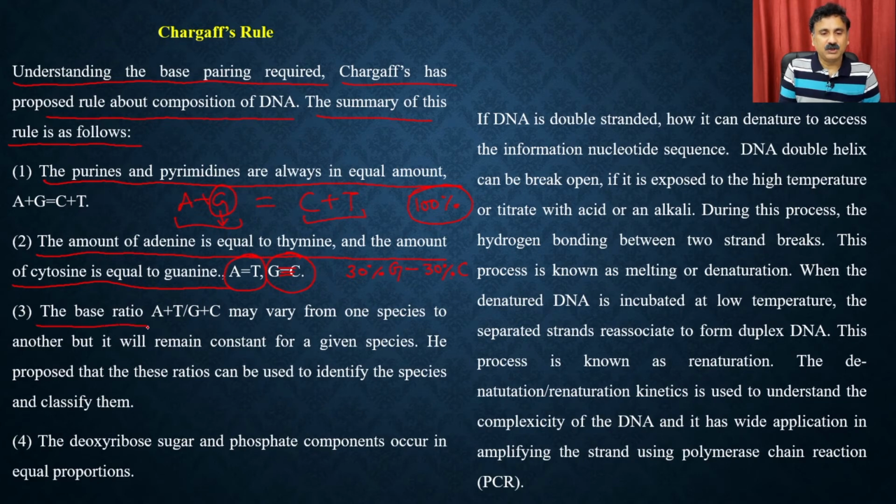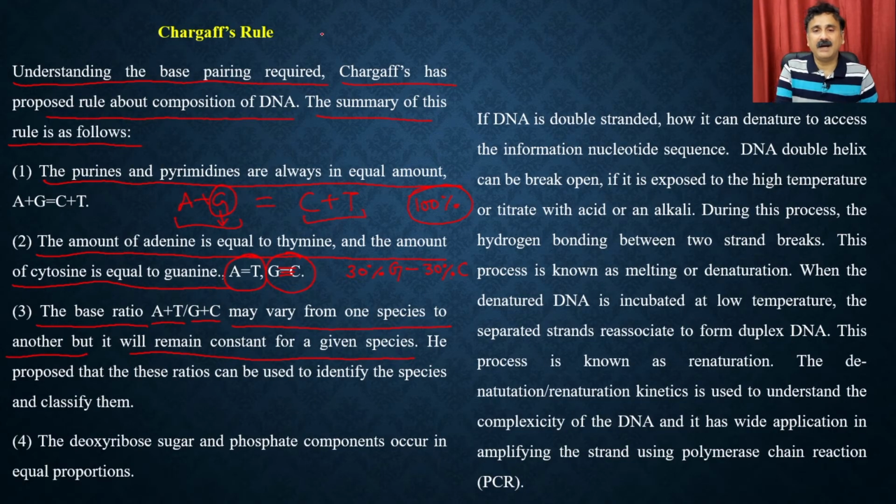The base pair ratio, the A plus T by the G plus C, may vary from one species to another, but it will remain constant for the given species. So if we talk about, for example, humans, the human species is Homo sapiens. This AT by GC ratio could vary from one organism to another because it depends on the complexity of that particular genome, but it could not vary within the species.